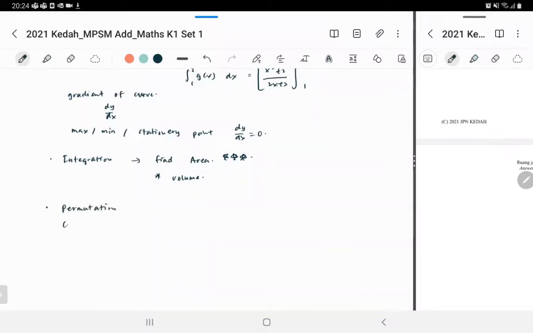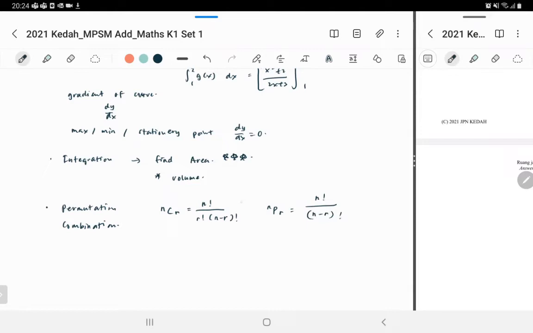Permutation and combination. Oh, this year, the question like to ask you to prove something. So the nCr equals to n factorial over r factorial, and then n minus r factorial, right? Okay, this one, please memorize it. It's not given in the formula list. And also another one is nPr equals to n factorial over n minus r factorial, this part. Okay, it's not given in the formula list, so you need to memorize this one.